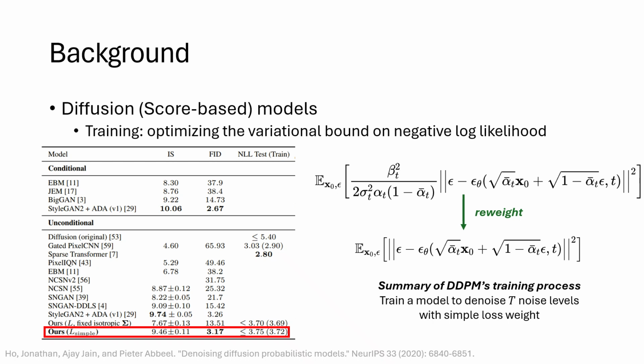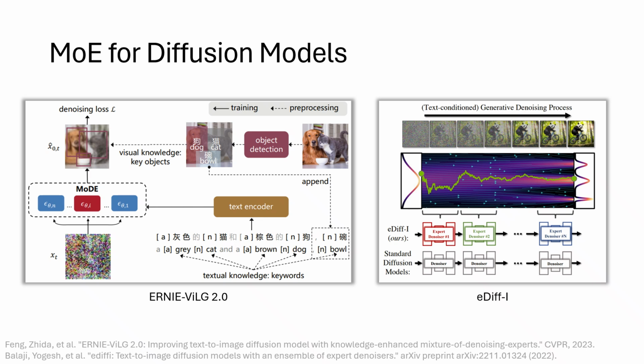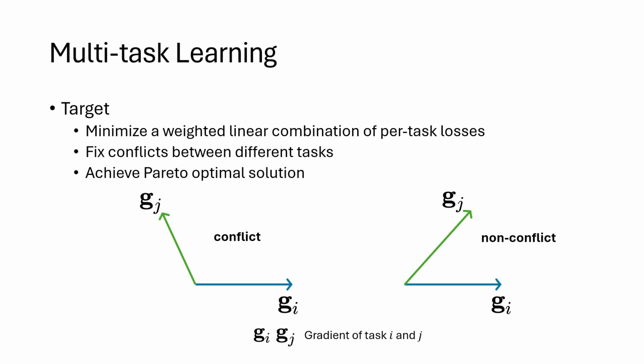Then we want to ask how to balance T denoising tasks. Here T is usually 1000. Is there any better choice than simple constant loss weight? Different tasks have different difficulties. Several methods like eDiff-I, ERNIE-ViLG 2.0 and Edify notice that and propose to use a mixture of experts for different ranges of time steps. We try to learn something from the multitask learning community.